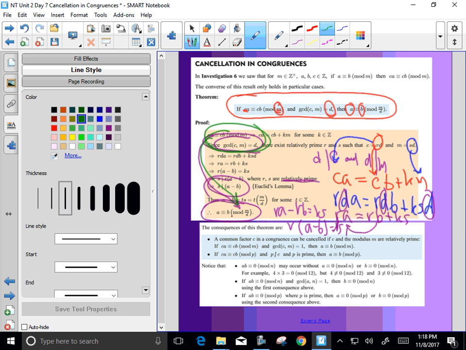Some of the offshoots of it: if the GCD is 1, as Andrew asked about, then it's just A congruent to B mod M. But if P doesn't divide C, then it's going to keep that modulus of P.